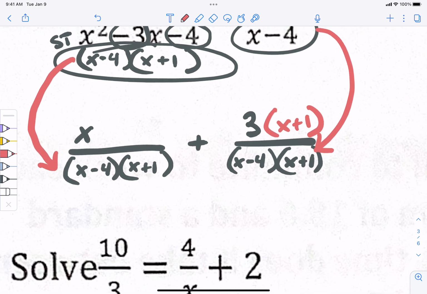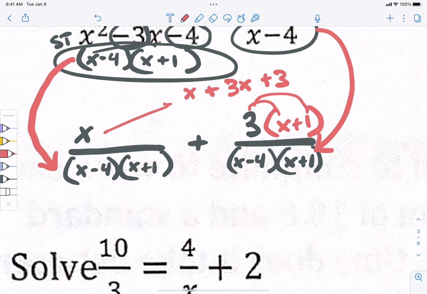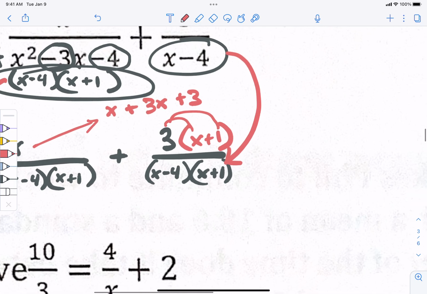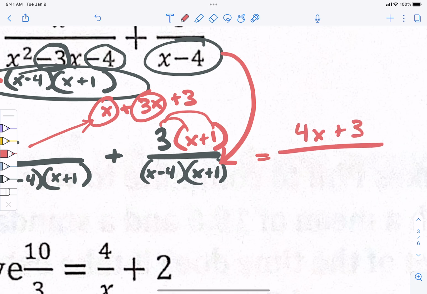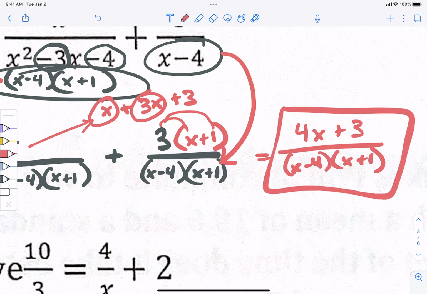So x is just there chilling out, but this 3 can be distributed, so 3x plus 3, and then I've got this other x plus that, right? This guy is just going to come over here and combine. So the tops, I can combine the x and the 3x, and that's 4x plus 3 all over x minus 4 times x plus 1. Yeah? That's all. Okay? Good? Questions about that?